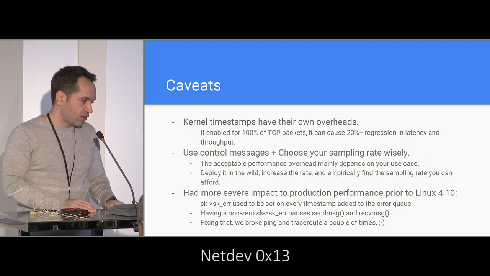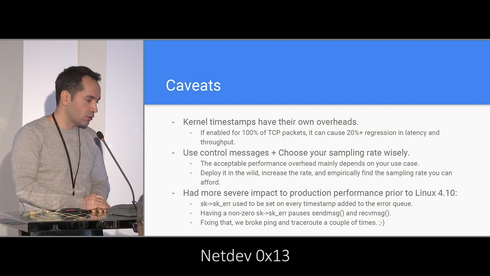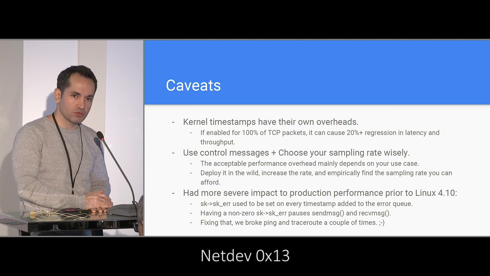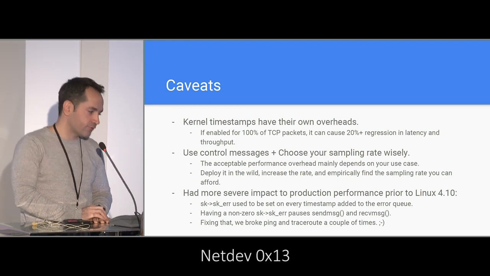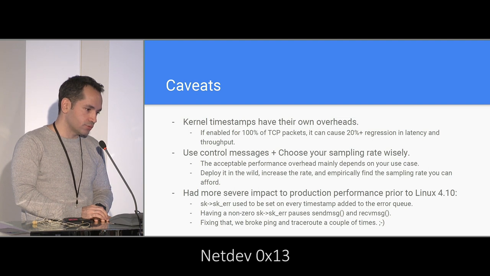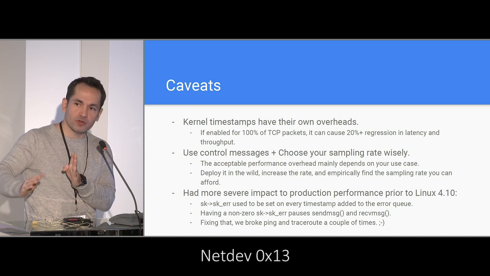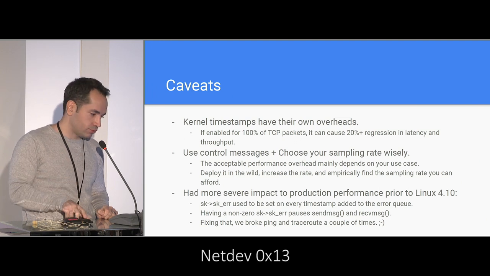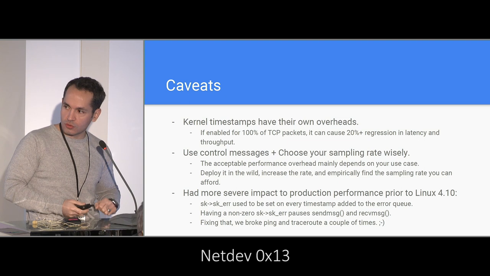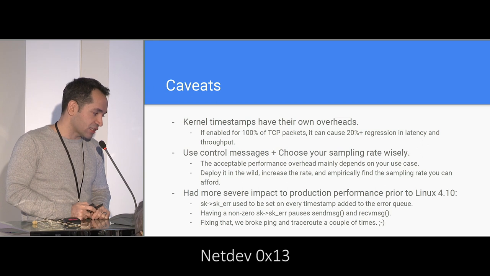So caveats: kernel timestamps have their own overhead. If you enable it on 100% of packets, I've done this, it's a 20% regression on a high-speed network, give or take. If you want to use it in production, make sure you use C messages to have an accurate sample. Just sample a few of your send messages and then come up with the proper sampling rate empirically. Just deploy it and then try to see for your workload which sampling rate makes sense.